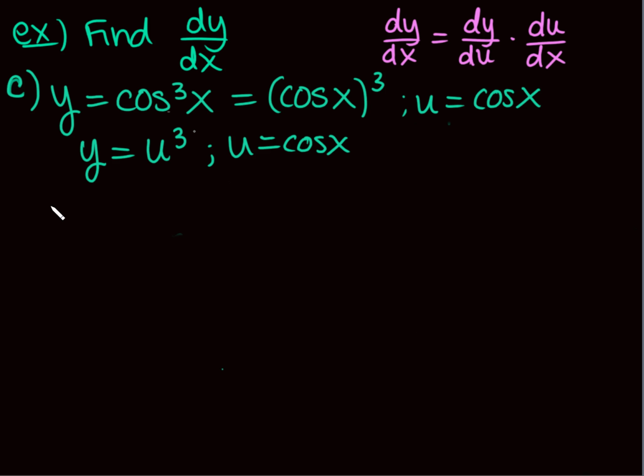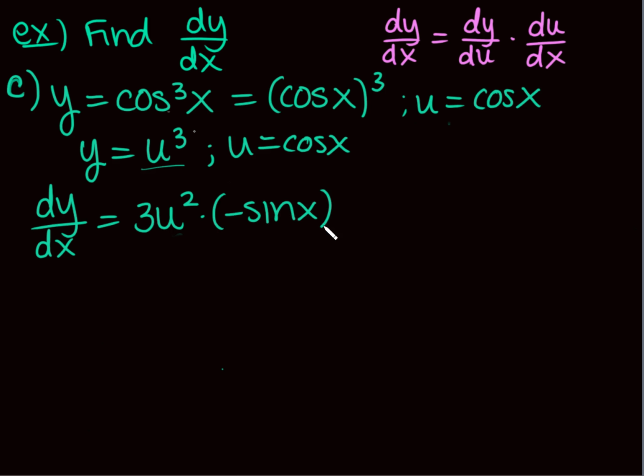All right, so now that we have that cleared, dy/dx then, again, is going to be dy/du. So I'm going to take the derivative of this with respect to u. So that's 3u squared times the derivative of u with respect to x, which is negative sine of x. And then because I started with a function with only x's, I want to end with a function with only x's. So this would be 3 cosine of x squared times a negative sine x.